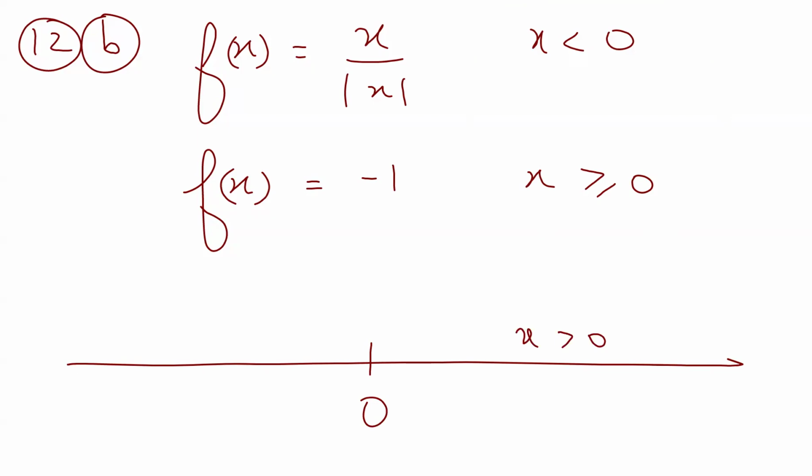Then x greater than 0, for all values of x which are greater than 0 and less than 0. So for every real value, we need to check the continuity or discontinuity. We'll start with 0. 0 has to be very specific. It is a critical value.